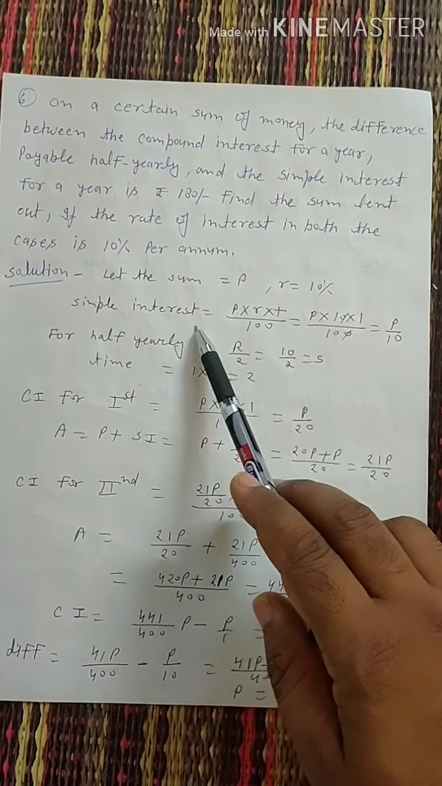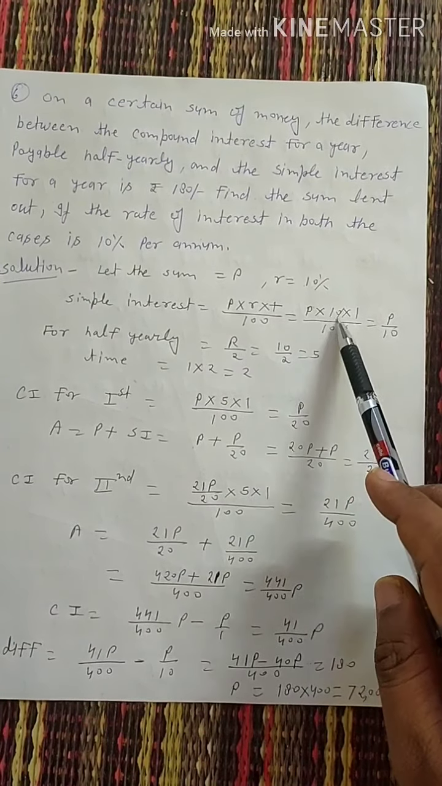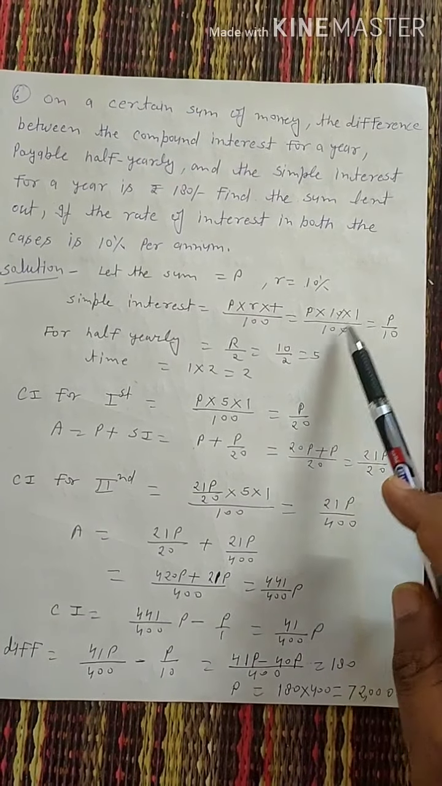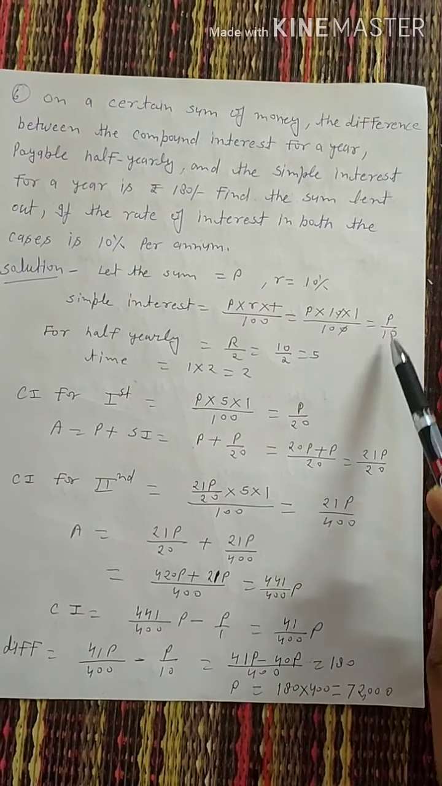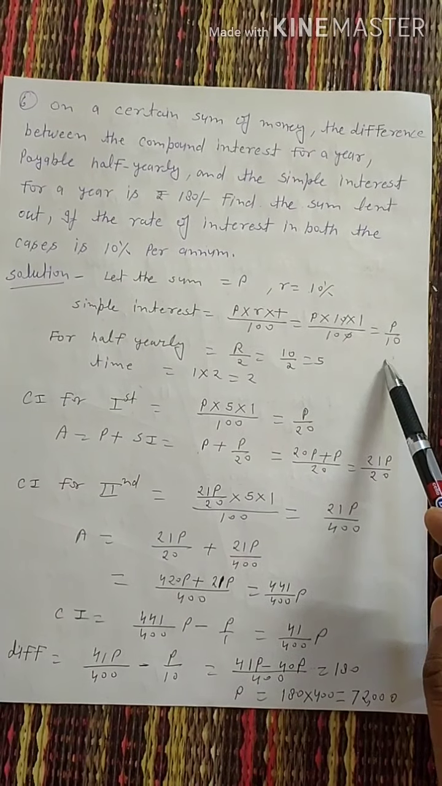So first we find the simple interest, PRT upon 100. P we have to find, rate 10 into time 1 year upon 100. 0 and 0 cancel, means P upon 10. Simple interest becomes P upon 10.